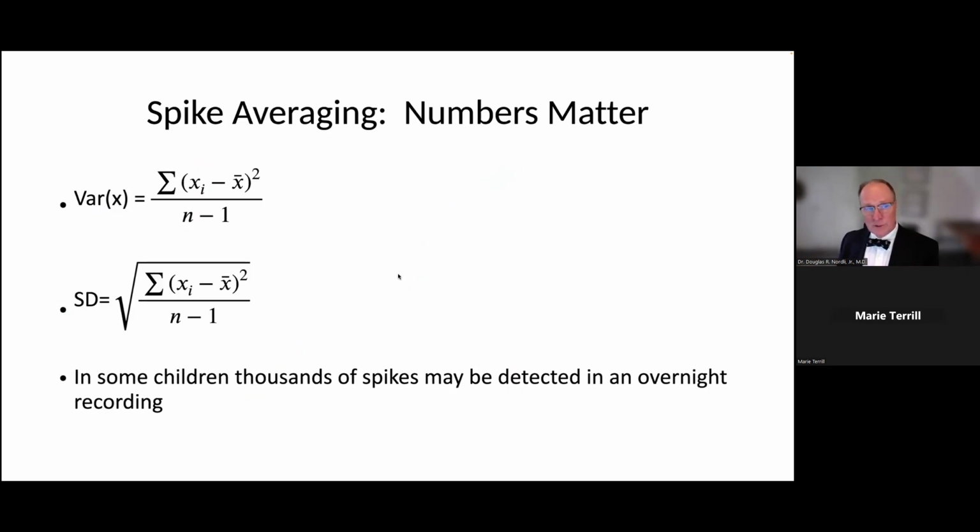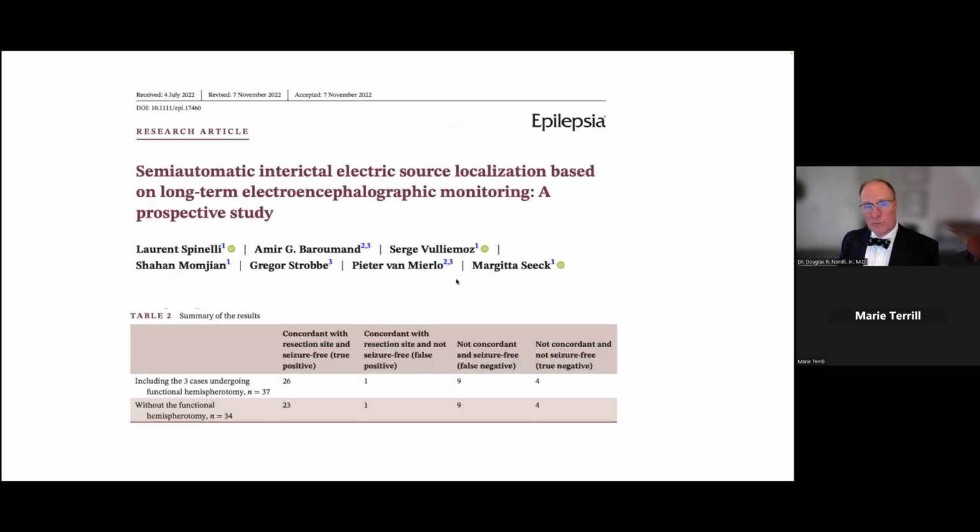The idea behind averaging is that if you look at the standard deviation, you can see it's going to be inversely proportional to the square root of the number of observations. And recently, there was a publication from the Geneva group showing that a semi-automated interictal EEG source localization paradigm works very well. So we've been doing this ourselves.